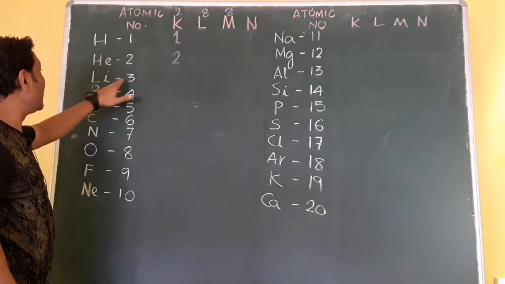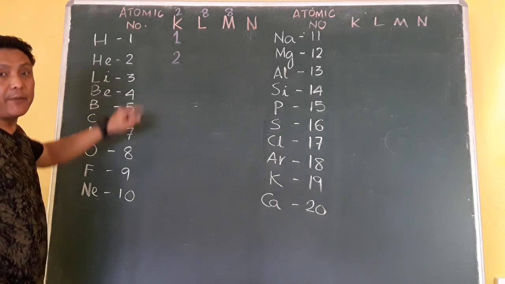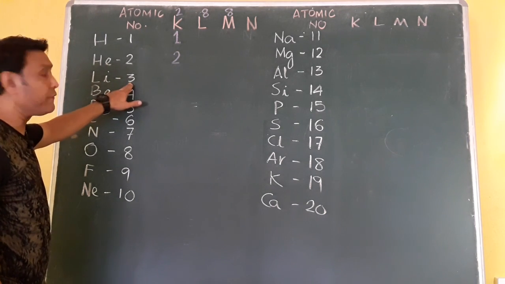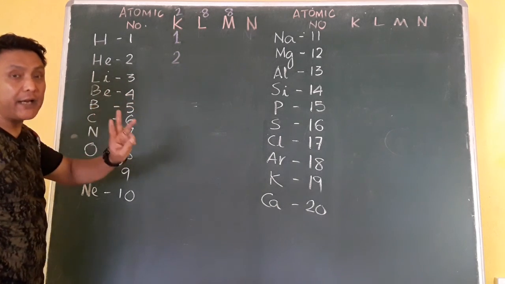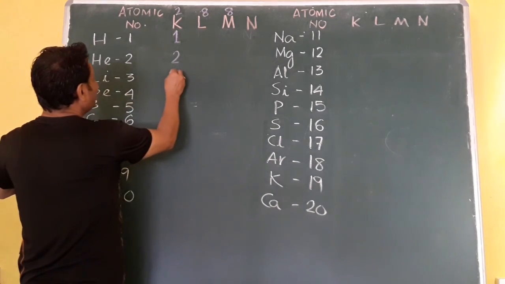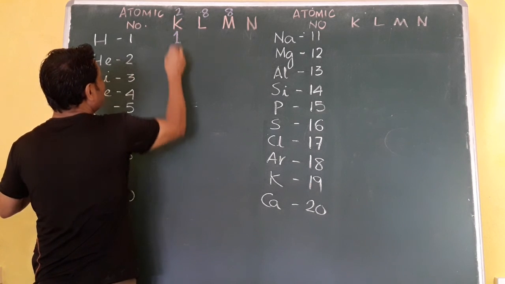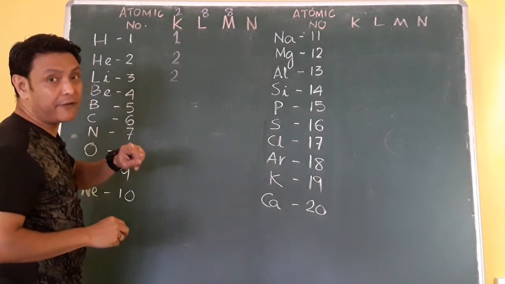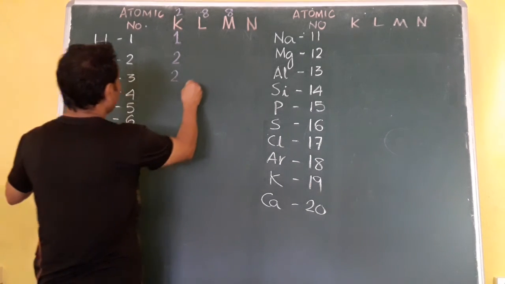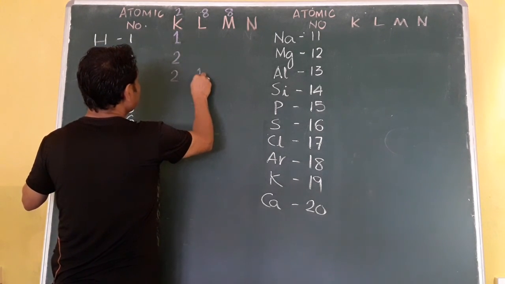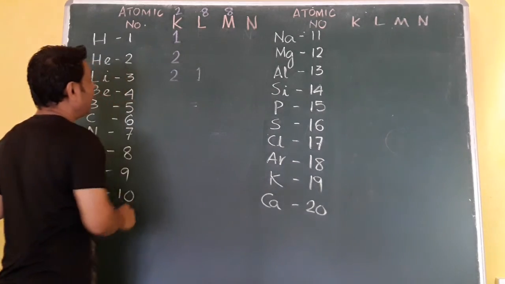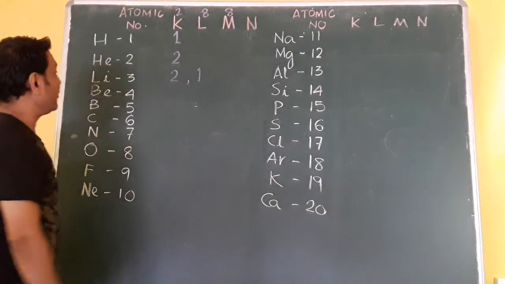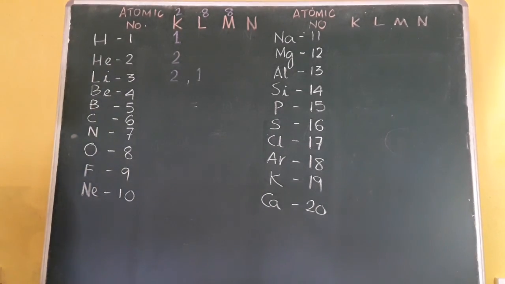Now lithium atomic number is 3. That means the total number of electrons in the atom of lithium is 3. Out of 3, maximum you can have in the first shell is 2. So we'll have 2 electrons in the first shell. So 3 minus 2, how many electrons left? 1. So that will come to the second shell, that is L shell. So 2 and 1 will be the electronic configuration of lithium.